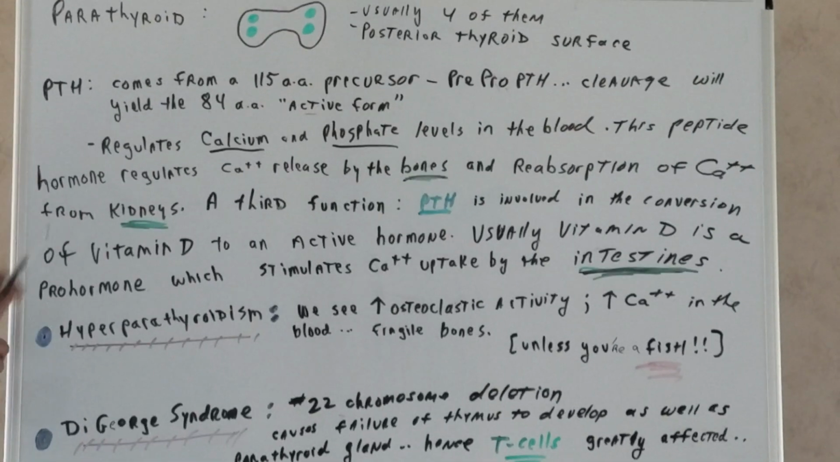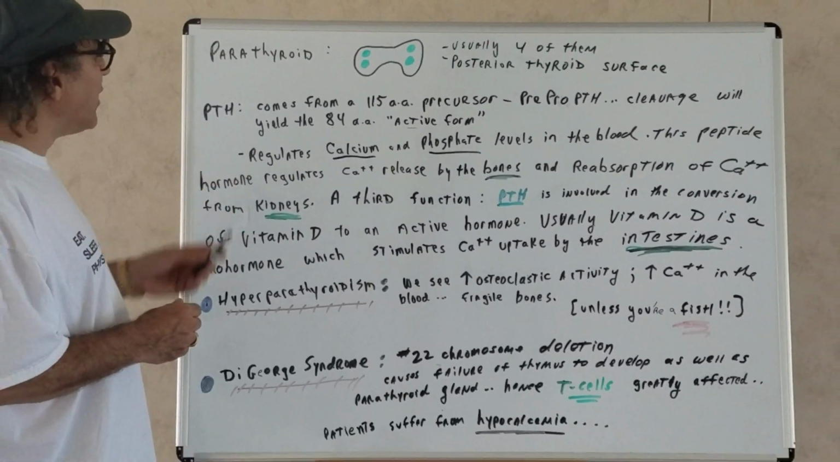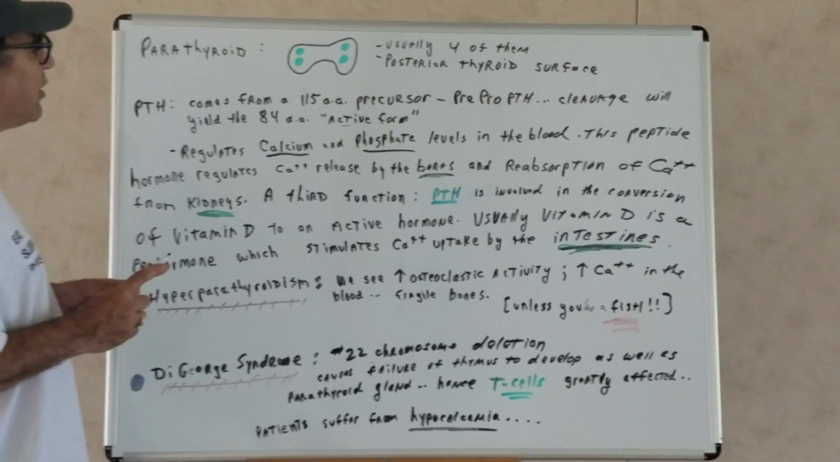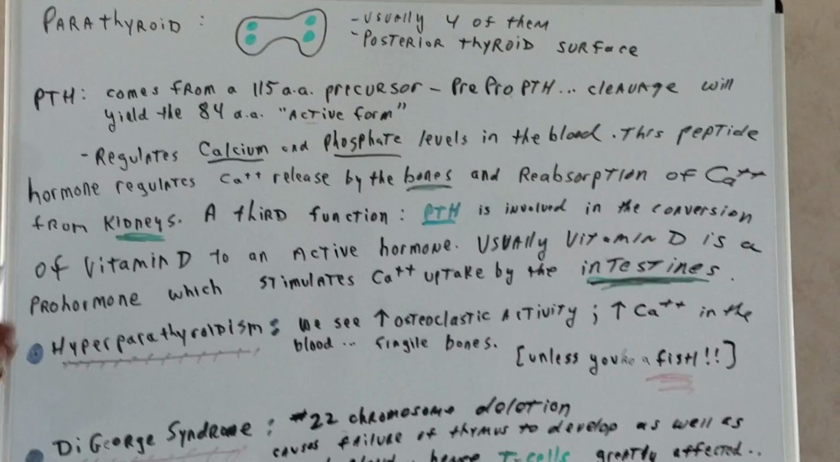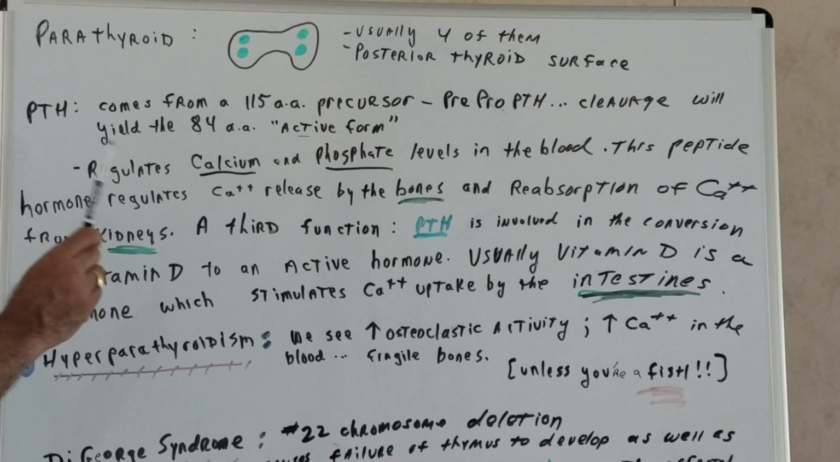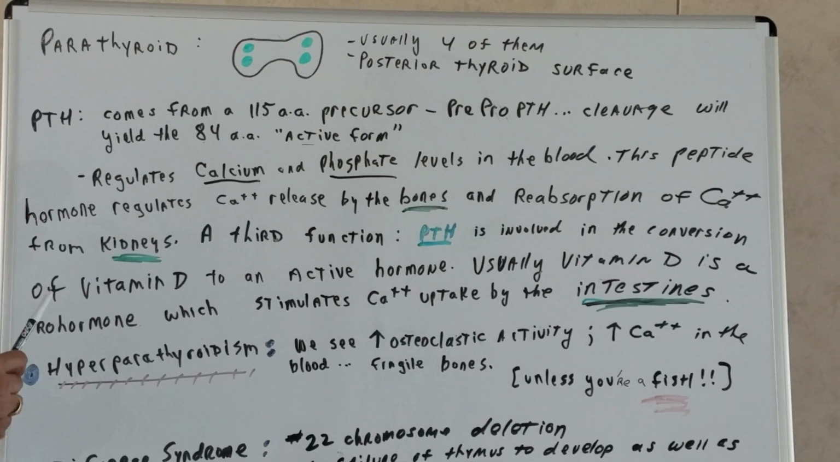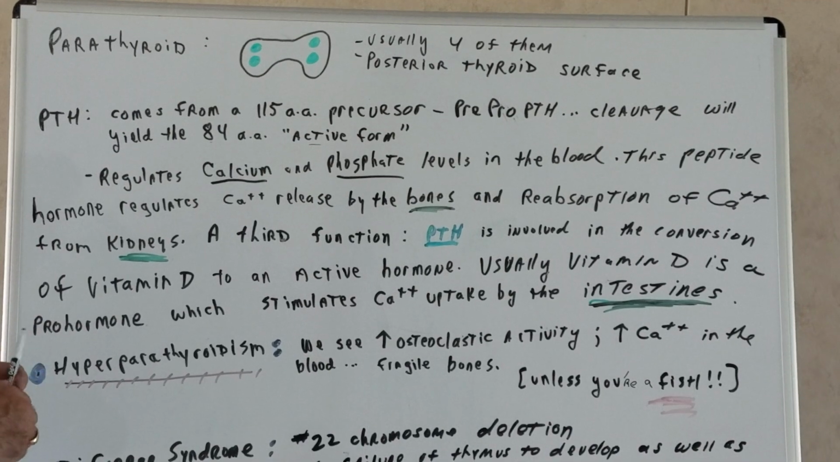There's 3 main functions that you need to know on PTH. 1, it regulates calcium, and 2, it regulates the phosphate levels in the blood. Besides regulating calcium and phosphate levels in the blood, as I said, this hormone regulates the release from the bones and the reabsorption from the kidneys.